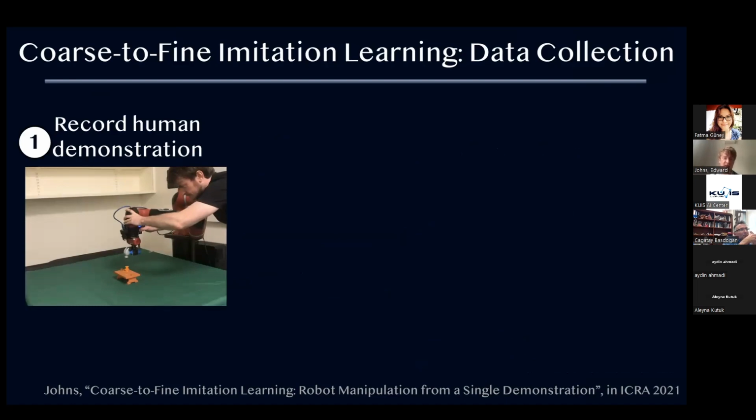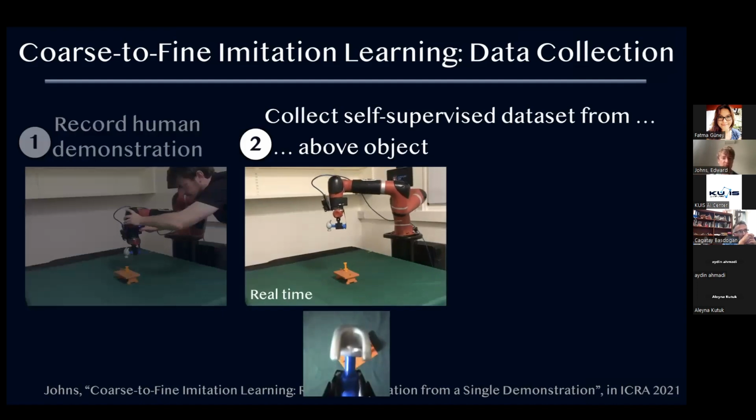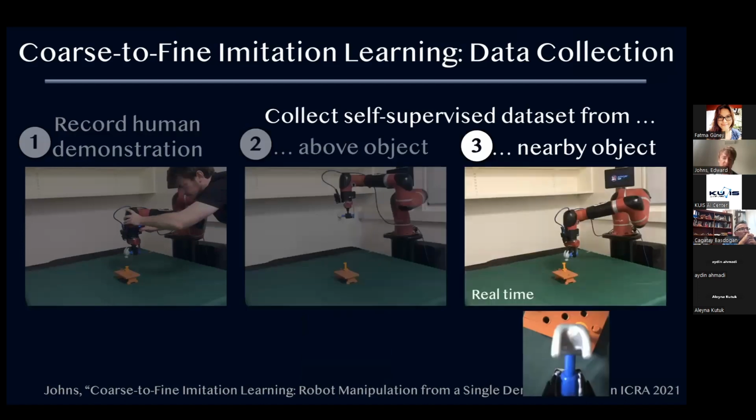It's just 5 seconds of interaction time between the human and the robot, and the rest of it is fully autonomous. The robot will then move around the object with a camera mounted to the wrist and collect a data set of image and action pairs. And these image-action pairs tell the robot where it needs to move for each image in order to reach the nail. And then we collect a second data set, this time much closer to the object.